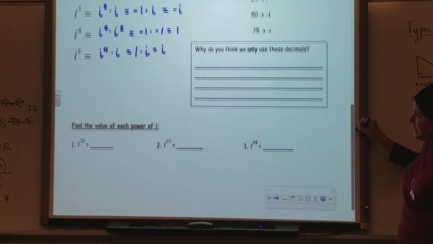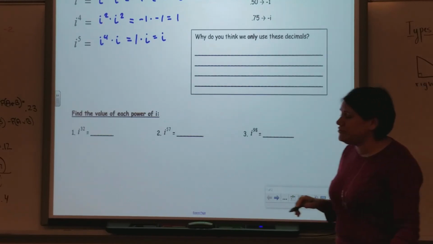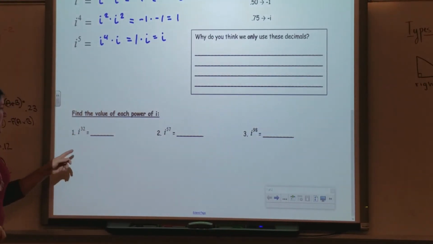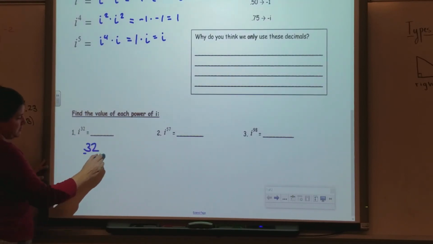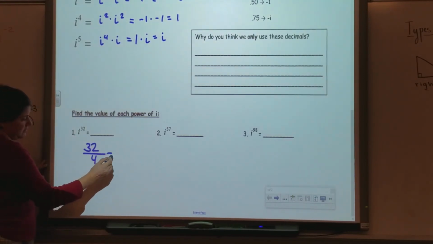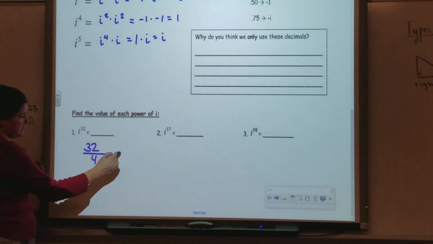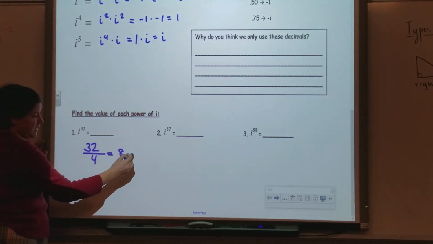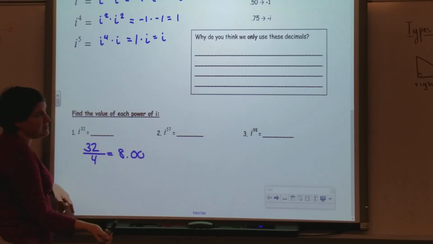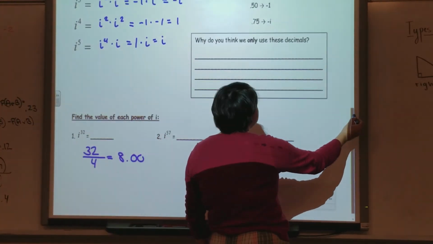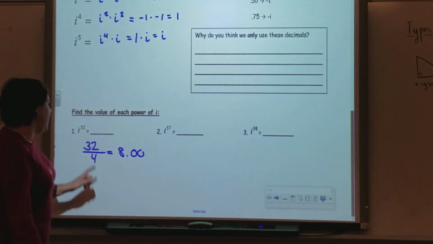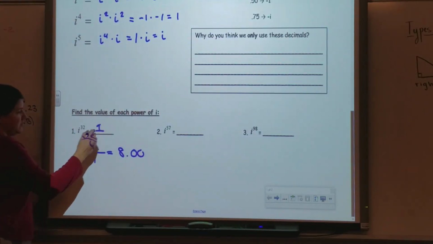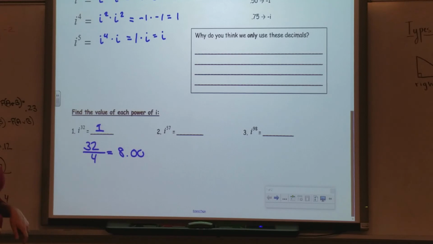And then coming down here, I'll do number 1 with you, and then we'll do the rest of the class together. So, for example, I to the 32nd power, if you take 32 divided by 4, well, you can do that in your head, that's just 8. The decimal, though, there is no decimal, it's 8.00. So then if you scroll back up, 0.00 is 1. So I to the 32nd power is going to be 1. And so on and so on.